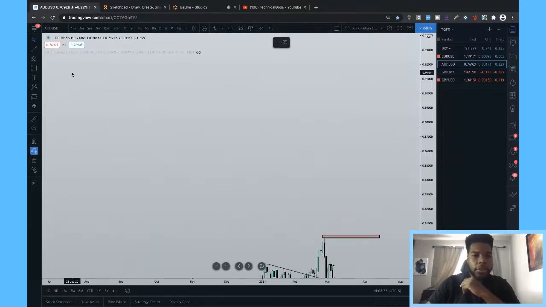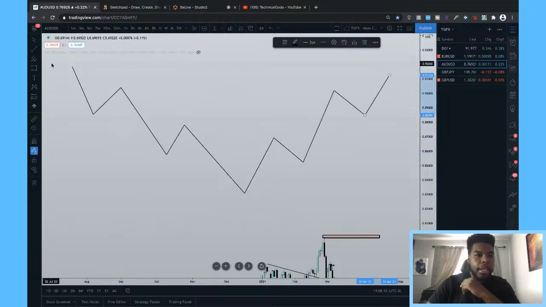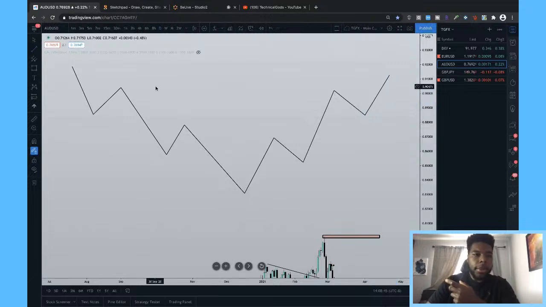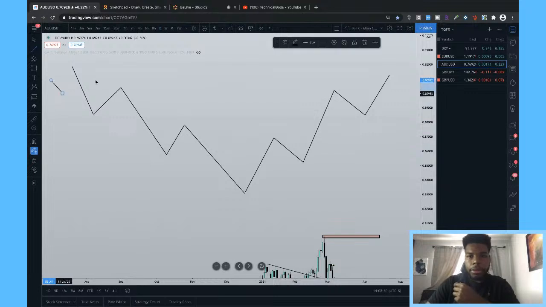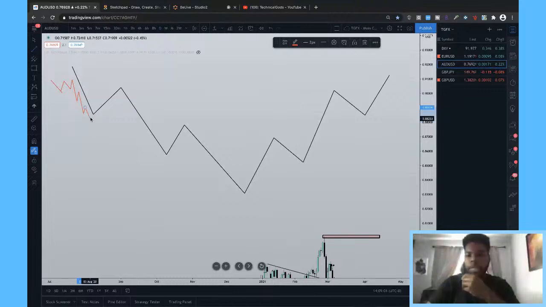So basically, we have two forms of structure, right? So we have market structure, which will look like this. And then we have price action structure. So basically, what price action structure is going to give us is all of the minor pushes and pulls in the market. So it's going to look a bit more choppy. Now, price action structure is always going to give us a hint of when the actual market wants to reverse as well.